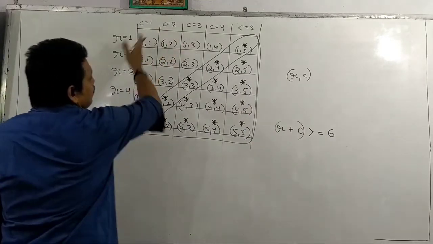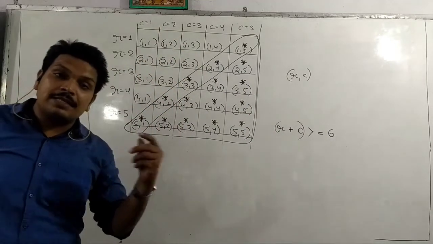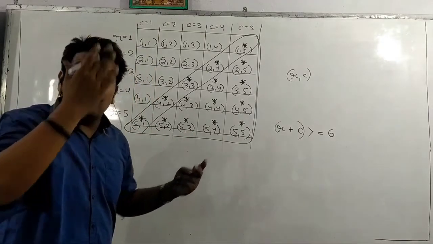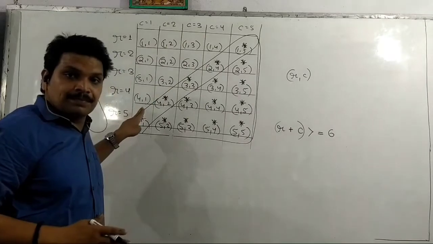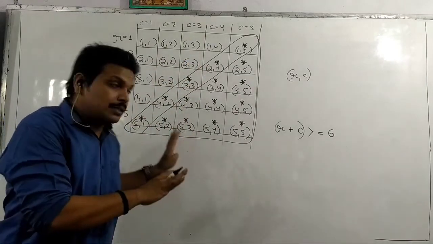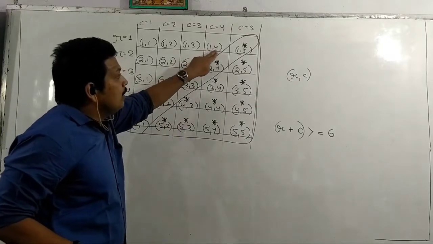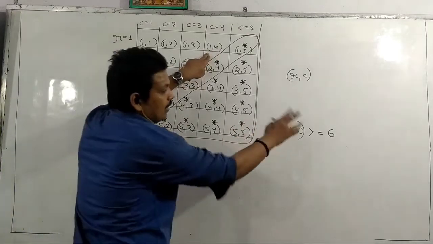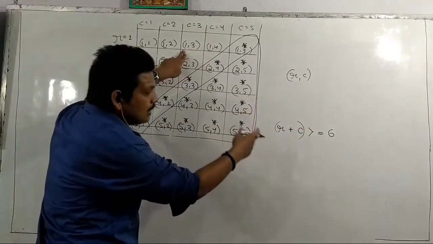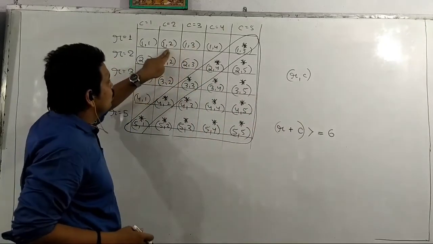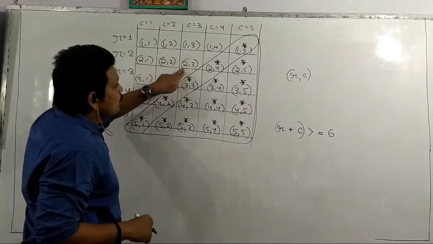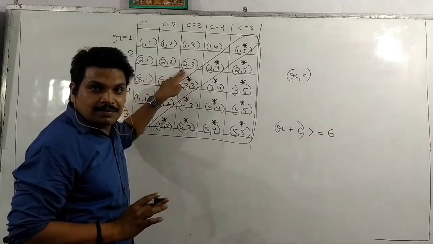What about these locations where we have to display spaces? 4 plus 1, 5, which is less than 6. 3 plus 1, it is 4, which is less than 6. 2 plus 1, it is 3. 3 is less than 6. 3 plus 2 is 5. 5 is less than 6.